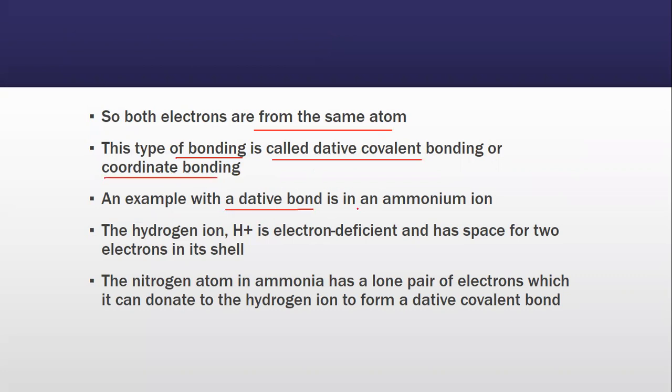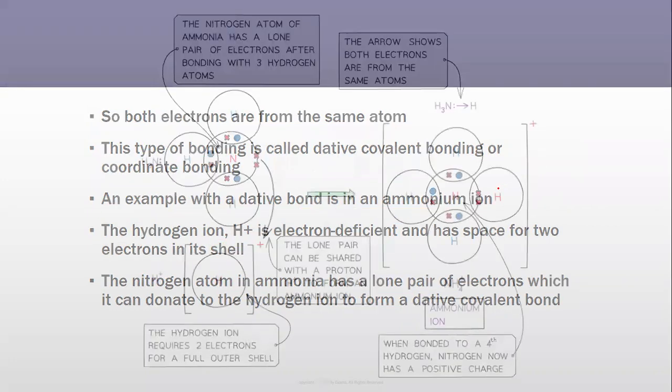An example with a dative bond is in an ammonium ion. The hydrogen ion H plus is electron deficient and has space for two electrons in its shell. The nitrogen atom in ammonia has a lone pair of electrons which it can donate to the hydrogen ion to form a dative covalent bond. तो NH3 और NH4 plus में भी ऐसी ही आपके पास bonding हो रही होती है.